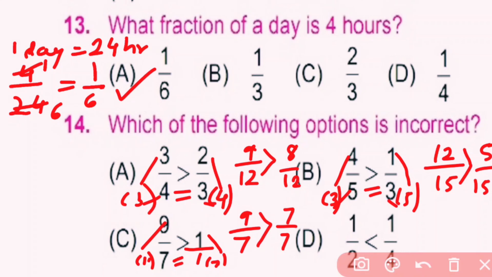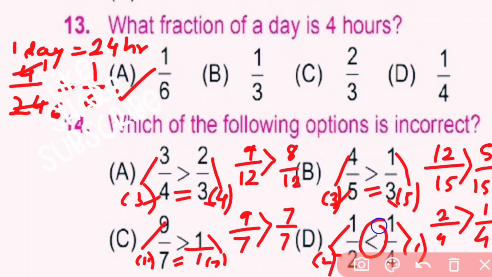So this option is correct. In option D, 1 by 2 and 1 by 4. So here we multiply both by 2 and here by 1. So here 2 into 1 is 2 and 2 into 2 is 4 and 1 into 1 is 1 and 1 into 4 is 4. Now here 2 by 4 is greater than 1 by 4. So this is the incorrect option. So here D is the correct answer.